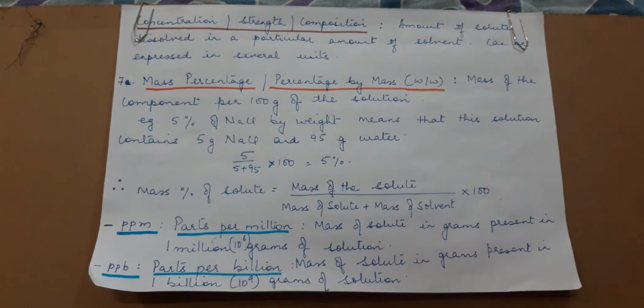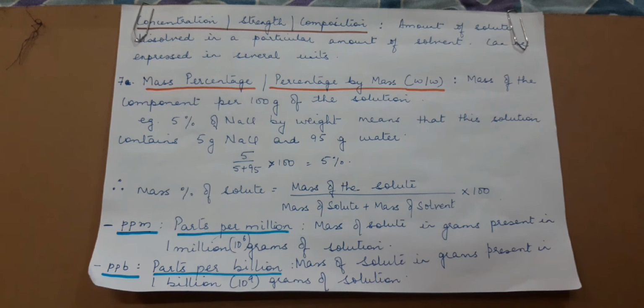Now mass percent can also be expressed in parts per million, parts per billion. You must have heard that the pollution in air containing sulfur dioxide or carbon monoxide is this many parts per million, ppm units. Okay, so ppm means parts per million. That is when we have a very trace amount of solute, in very, very small amounts.